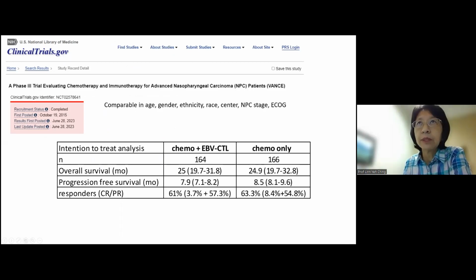This is from the clinicaltrial.gov website on the phase 3 trial involving 330 patients who are randomized to chemo alone or with EBV T cells. Unfortunately, there was no clinically significant difference in terms of survival outcome, but this is the online version and we await the final manuscript. If there are oncologists in the audience with insight into this study, I will appreciate very much your sharing of your thoughts later.